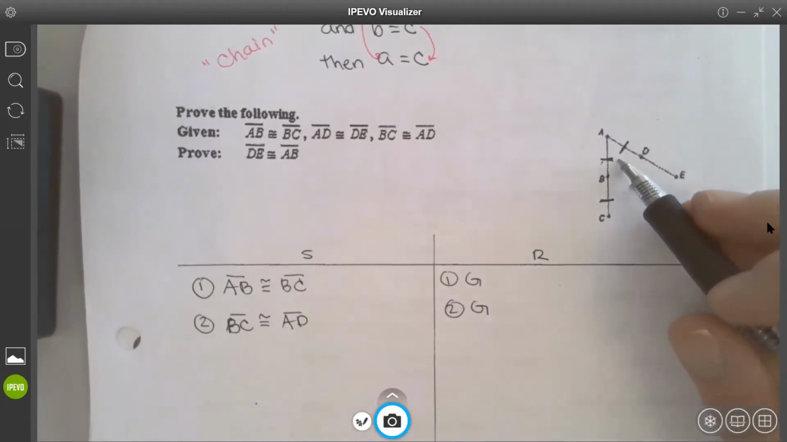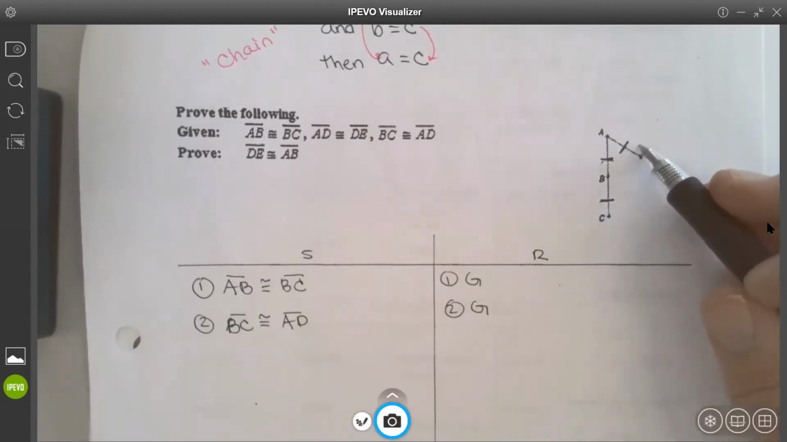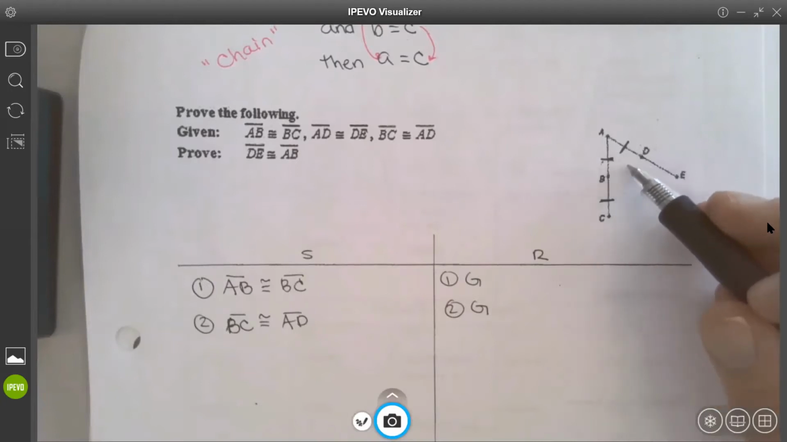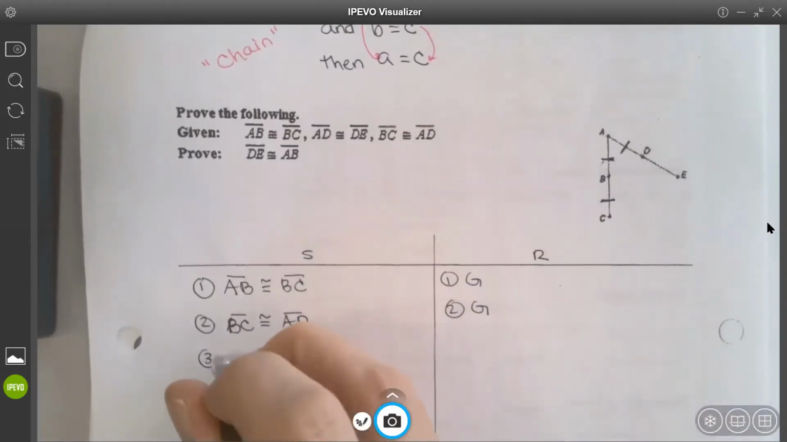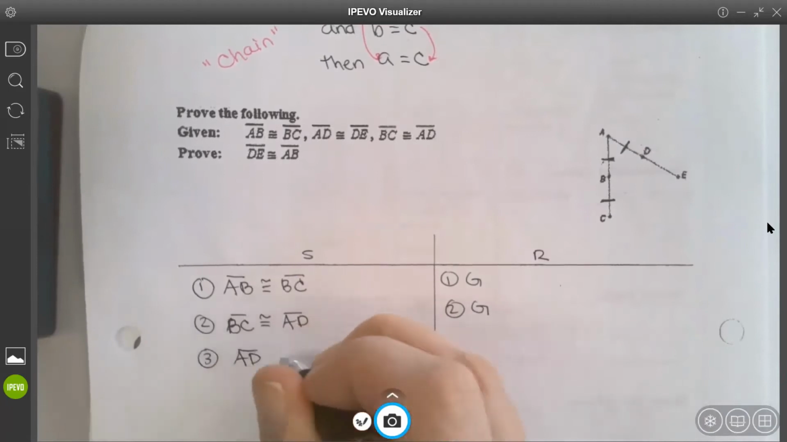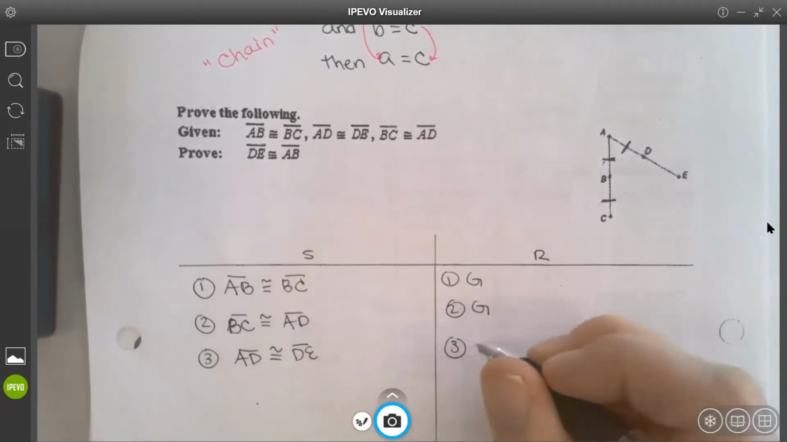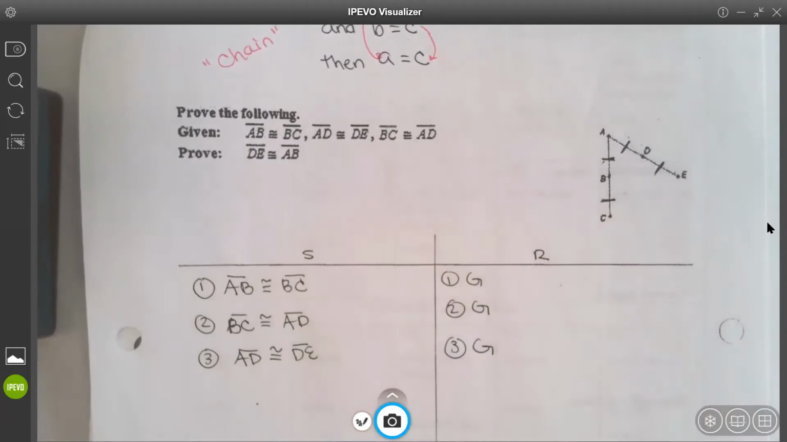AB and BC are the same. BC and AD are the same. Right now, we could say then those two are the same, right? It's not asking us to, so we don't need to go there yet. My other given is that AD is the same as DE. Given. So I mark that AD and DE. So really, all of those parts are exactly the same.